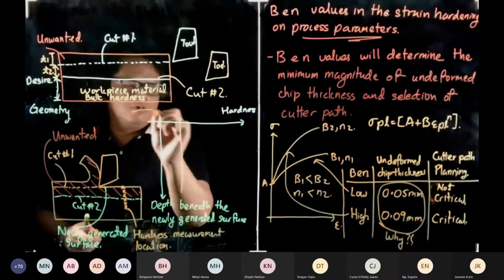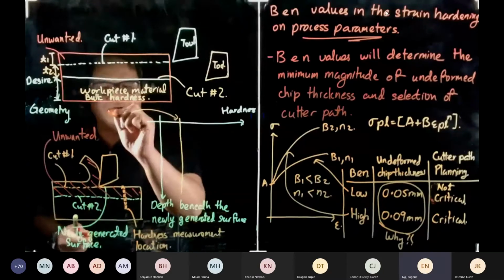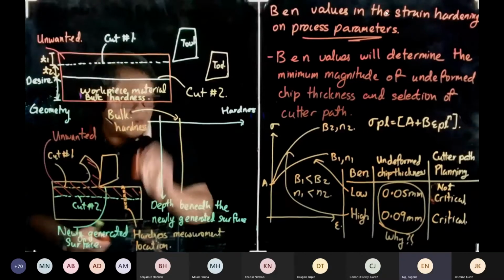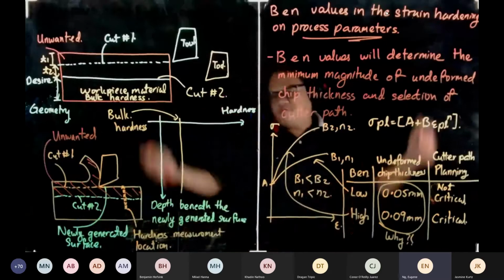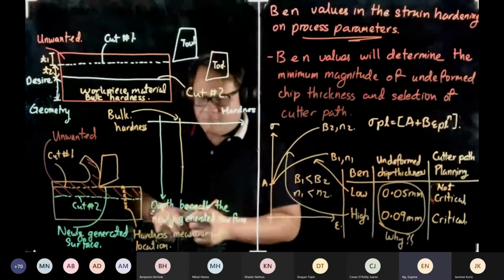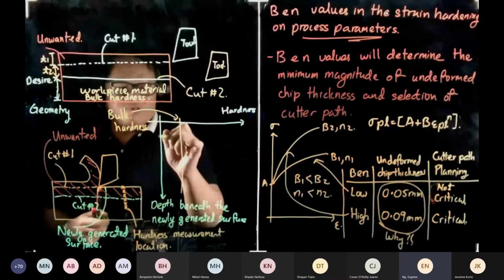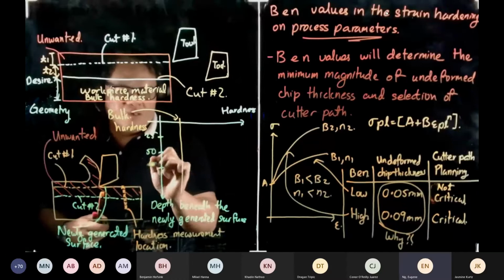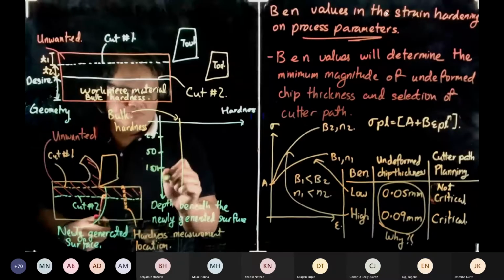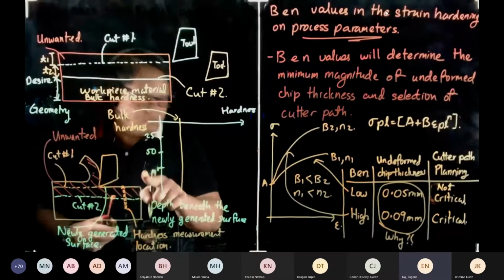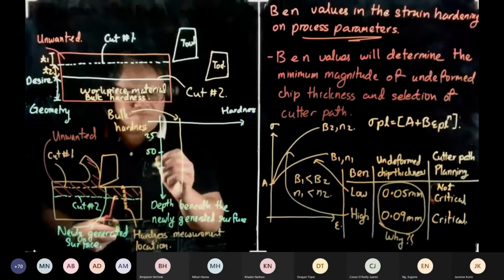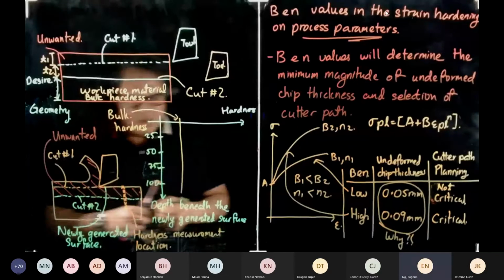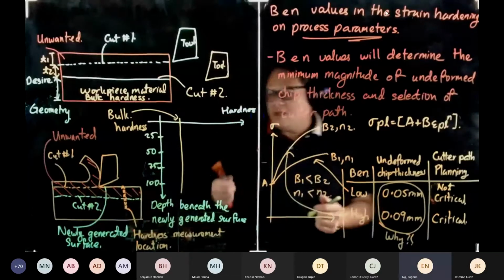Okay, and then this line I'm going to draw, this over here is our bulk hardness. So whatever hardness from the supplier, for example. Then we have scales over here. So this is 25, 50, 75, 100. Okay. So if you have low BUE, right?